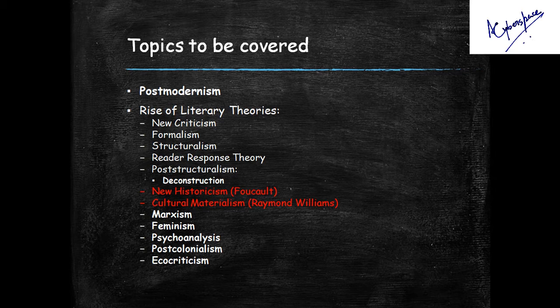So postmodernism, and with that we would study the rise of literary theories. We would have new criticism, formalism, structuralism, reader response theory or reception theory. Then post-structuralism would come and deconstruction would come. We would have new historicism and also cultural materialism. And then certain other eclectic movements would be there, like Marxism, feminism, psychoanalysis, post-colonialism, eco-criticism, and so on.